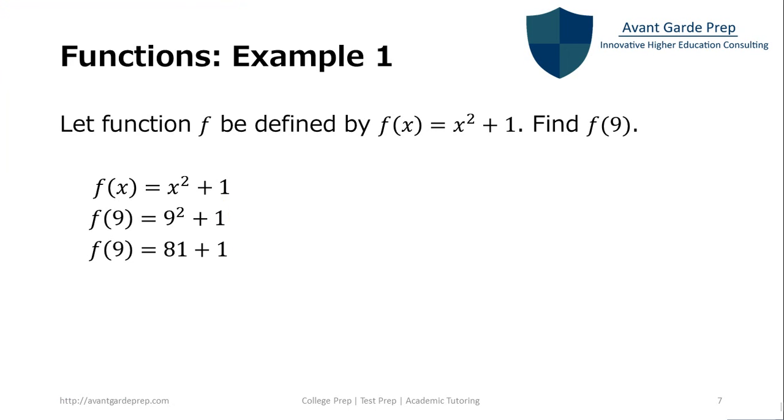So we'll work that out. 81 plus 1 is 82. So f of 9 is 82.